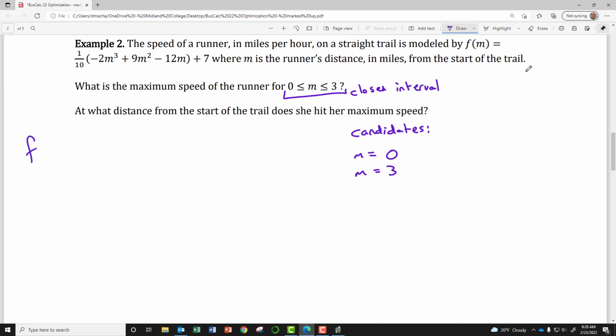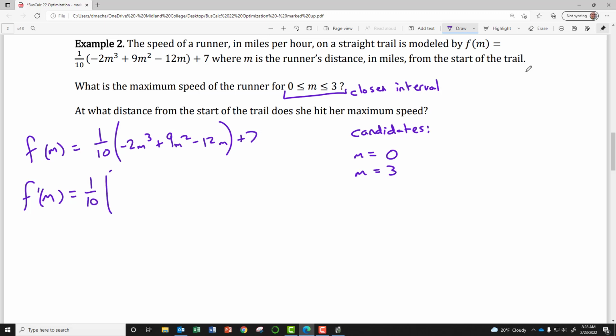So this is the function that describes the speed. It is 1/10 times negative 2m cubed plus 9m squared minus 12m plus 7. So if I want to find the derivative, well, I just have to use my derivative power rule, it looks like. So this 1/10 is just a constant multiple, so I leave that alone. And then this is going to become negative 6m squared plus 18m minus 12 plus 7.